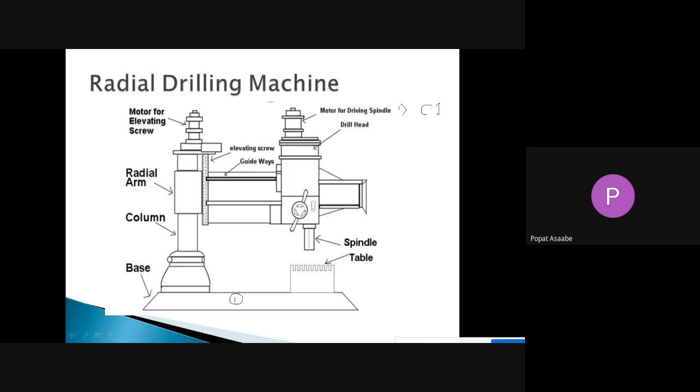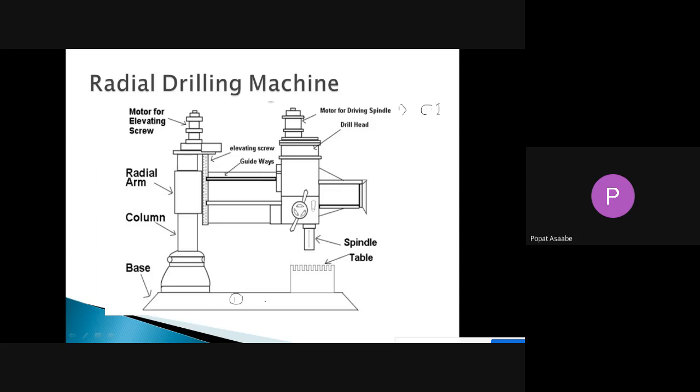The function of the base is to support the whole assembly, to provide support to the whole assembly. Also this base, or bed, of the radial drilling machine will absorb the vibrations and shocks which are generated during drilling operations. This is the basic function of part number one, the base.